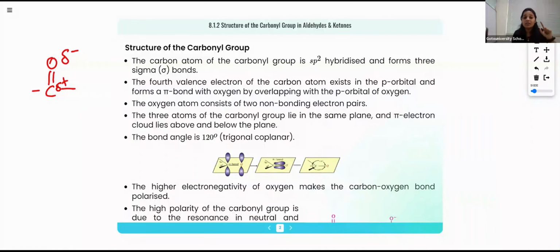Why? Because oxygen has high electronegativity. Oxygen can attract the shared pair of electrons more than the carbon atom. So electron density will be more concentrated on the oxygen atom, less on the carbon atom. So oxygen will have a partial negative charge, carbon will have a partial positive charge. Then the high polarity of the carbonyl group is due to this electronegativity difference. Got it? Yes.